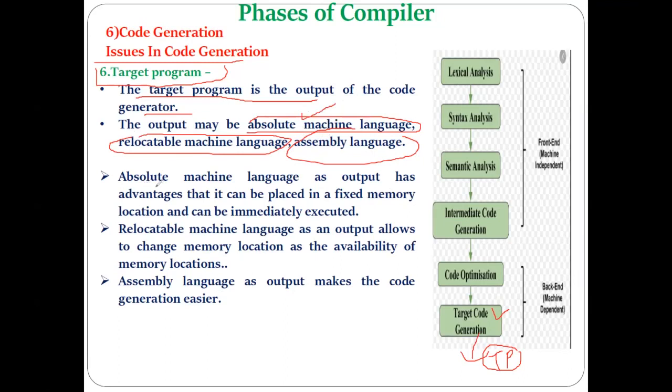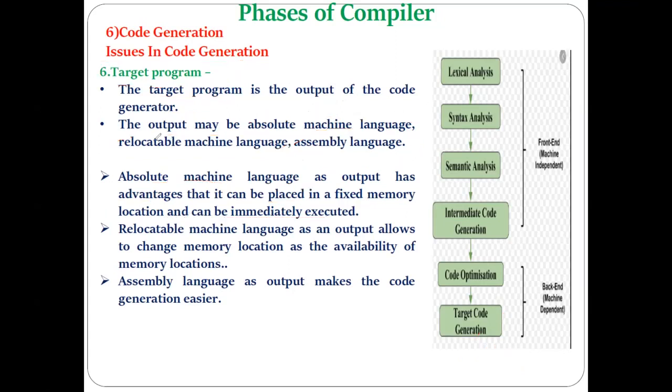If the output is in absolute machine language code format, the advantage is that the machine language code can be placed in a fixed memory location and can be immediately executed. As I said, the output generated by the target code generation phase can be in these different forms: absolute machine language code, relocatable machine language code, or assembly language.